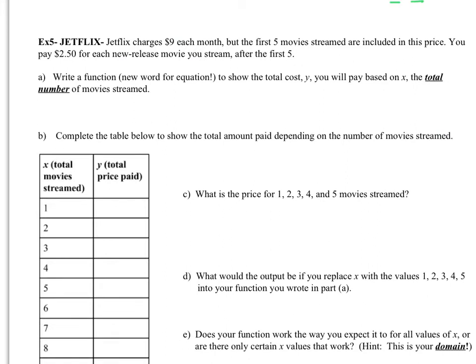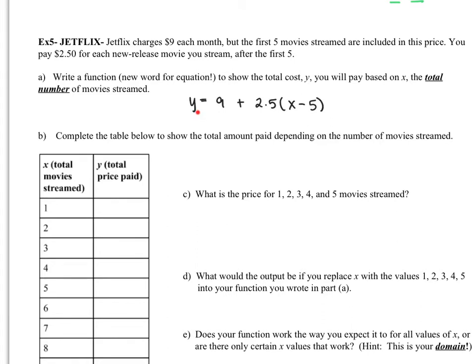Now let's talk about Jetflix. Jetflix charges $9 each month, but the first 5 movies streamed are included in the price. You pay $2.50 for each new release movie you stream after the first 5. So we're going to write a function, which is just a new word for equation, to show the total cost that you would pay, y, based on x, which is the total number of movies streamed. So be careful with this one. Pause the video to write your equation. Press play when you're ready to check your answer.